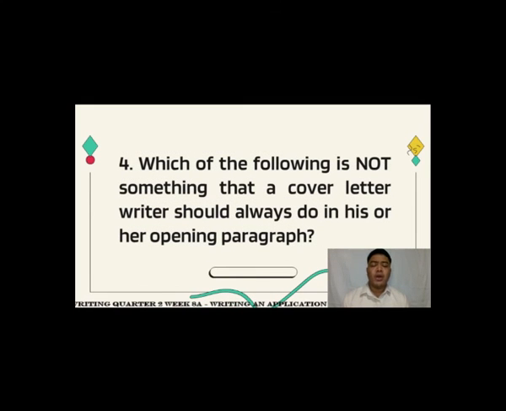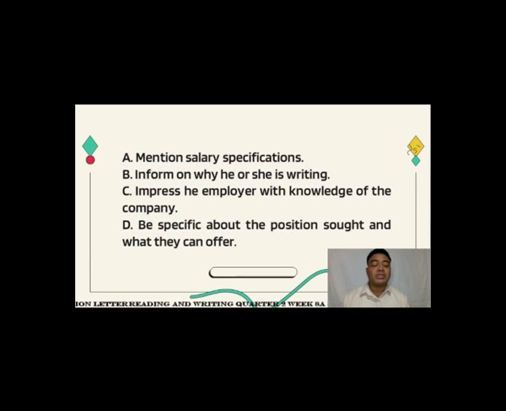Number 4. Which of the following is not something that a cover letter writer should always do in his or her opening paragraph? I repeat, which of the following is not something that the cover letter writer should always do in his or her opening paragraph? A. Mention salary specifications. B. Inform on why he or she is writing. C. Impress the employer with knowledge of the company. D. Be specific about the position sought and what they can offer.